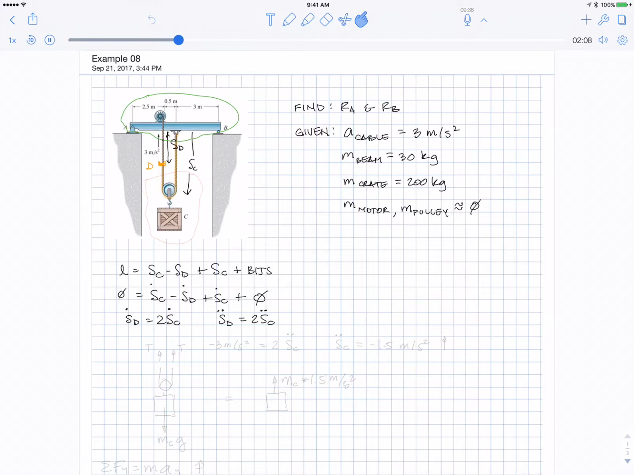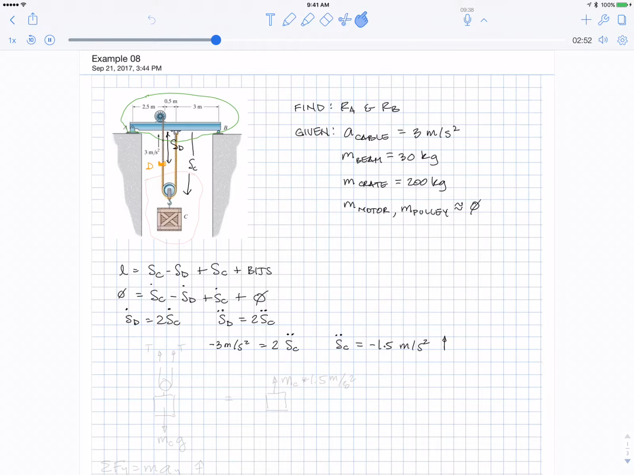So D is going up at 3 meters per second squared, and since we took down as positive, it's minus 3 meters per second squared equals 2 SC double dot, which means the crate is accelerating at 1.5 meters per second squared up, because I, for some reason, took down as positive.